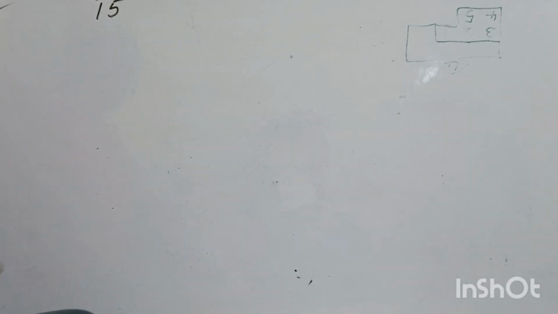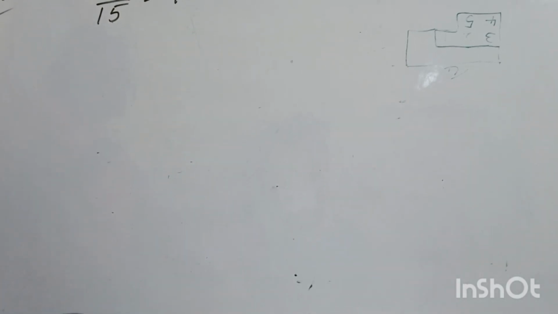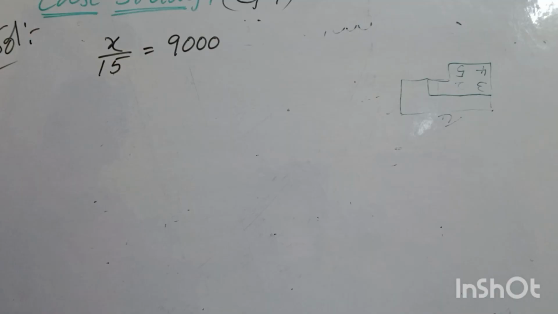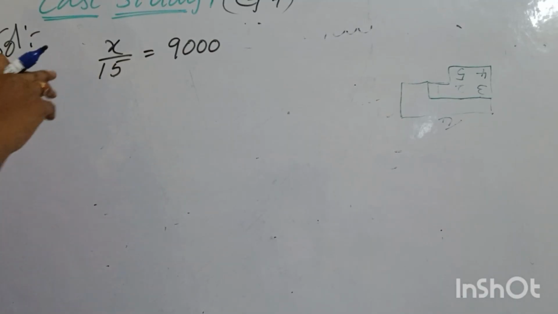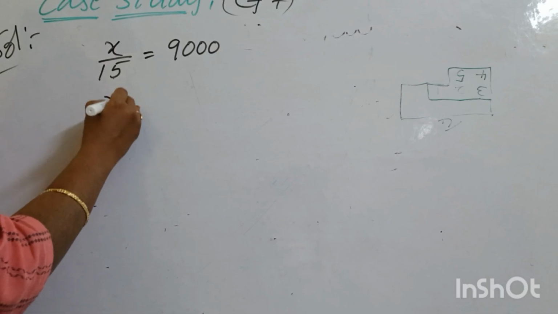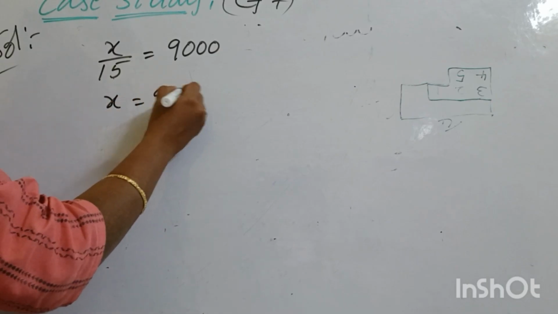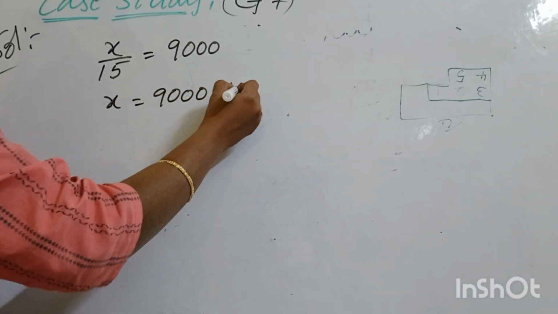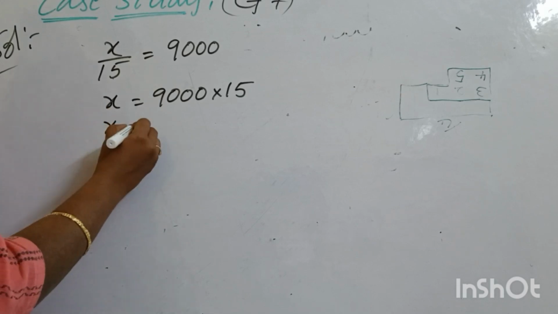Now see, children, I'm going to transpose that 15 value to the right-hand side. So it is under division, right? Now I'm going to send it to the right-hand side, then it will multiply, right? So then x is equal to how much, children?